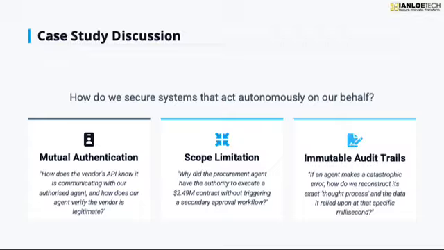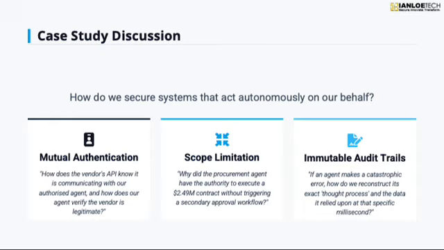Work through what the scope setting process should look like in your organization. Who defines the limits? How those limits are enforced at the architecture level, and what the review cadence is for those limits as the agent's operational scope evolves.